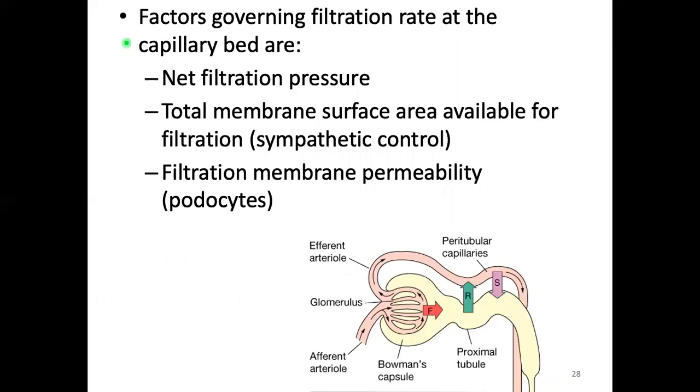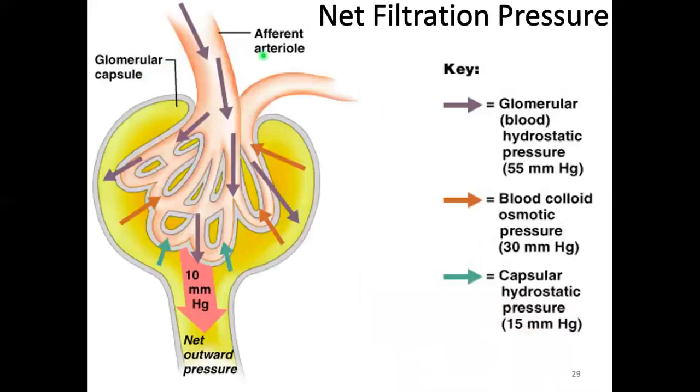Factors governing filtration rate at the capillary bed. So net filtration pressure, total membrane surface area available for filtration, which is under regulation of the sympathetic nervous system, and then your membrane permeability, like your surface area of your glomerulus, right? And this is regulated by the podocytes. The one that we're really interested in is your net filtration pressure. So let's take a look at that.